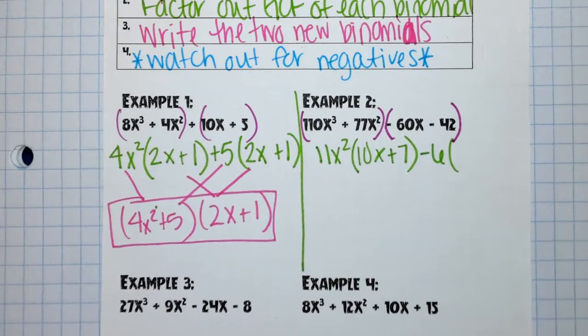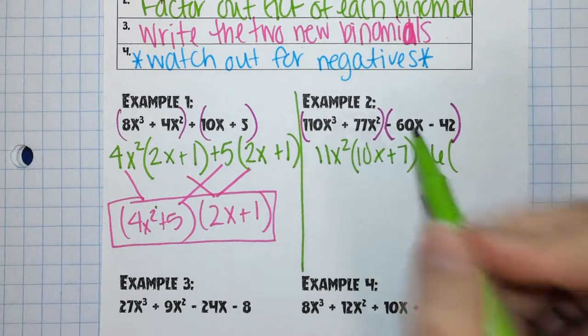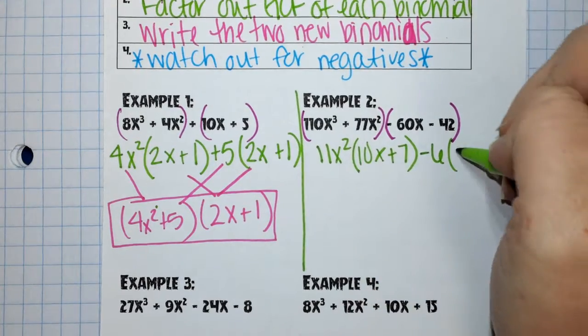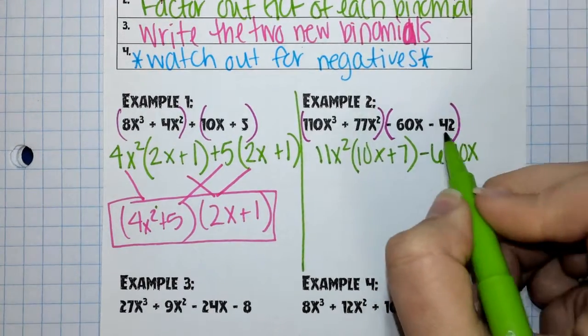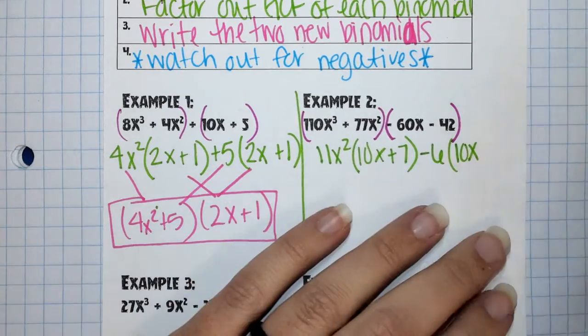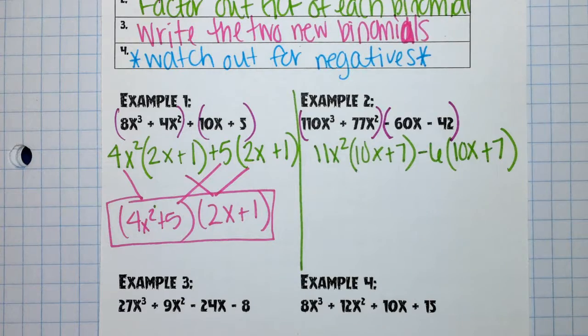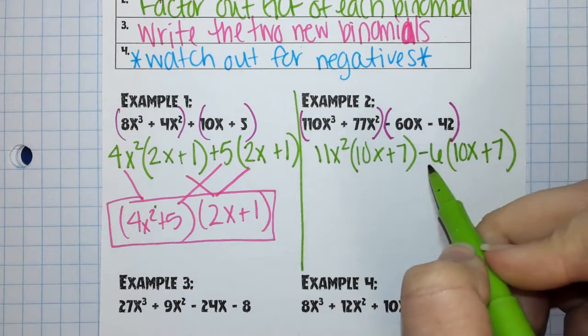And it's negative because we're taking out a negative. Alright, so what is negative 60 divided by negative 6? 10x. And what's negative 42 divided by negative 6? Plus 7. Because they're both negative, so you factor out a negative.